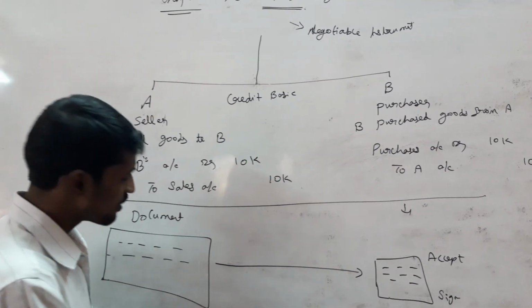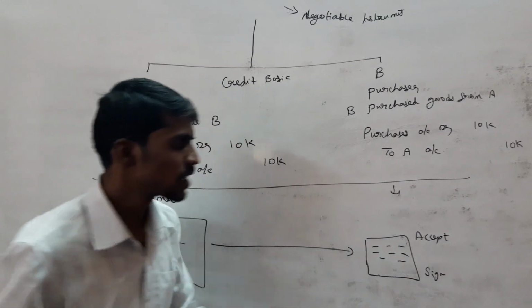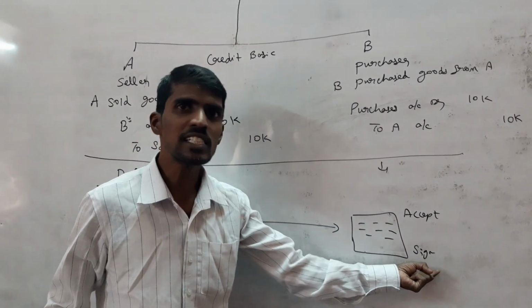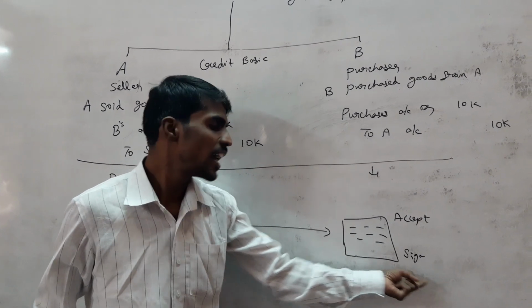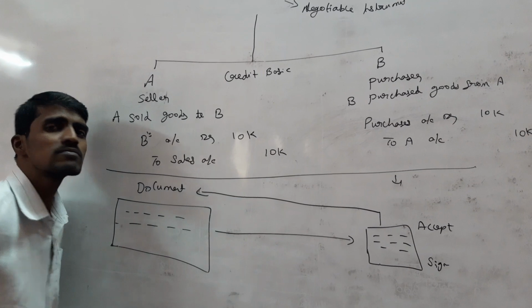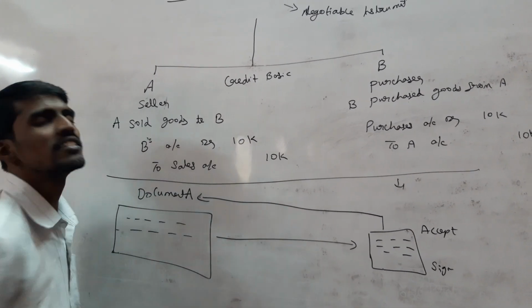So when A sends the document to B, what does B have to do? B has to accept. B has to sign on the document. He has to give the declaration that it's true, and later the same document again should be sent to the A. It should be sent to the A.